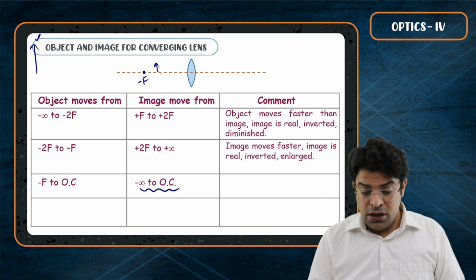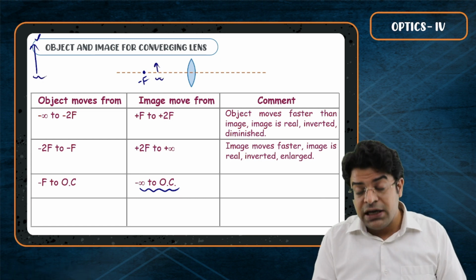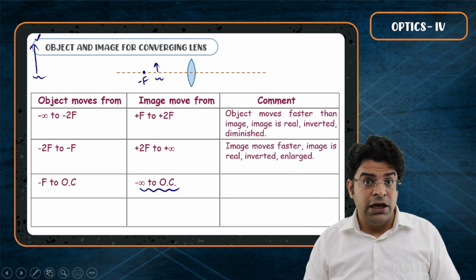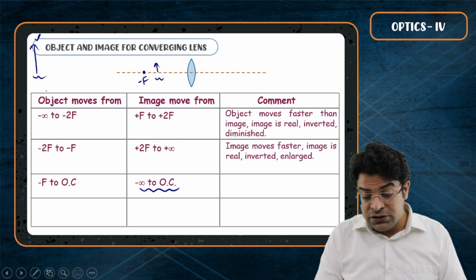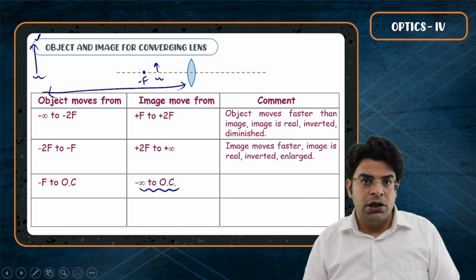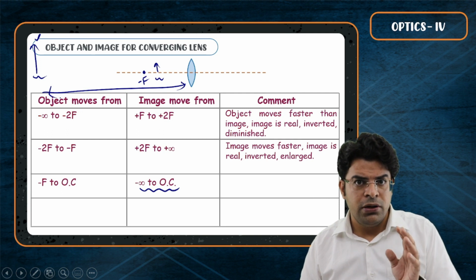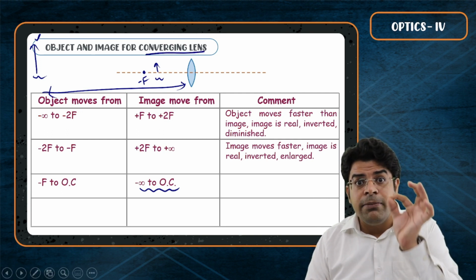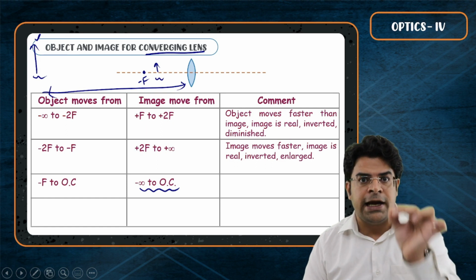Because now the image and object are on the same side of the lens. So the image has to be erect. The image has to be enlarged because it is at a greater distance, and the image has to be virtual. So under which condition does a converging lens form a virtual image of a real object?